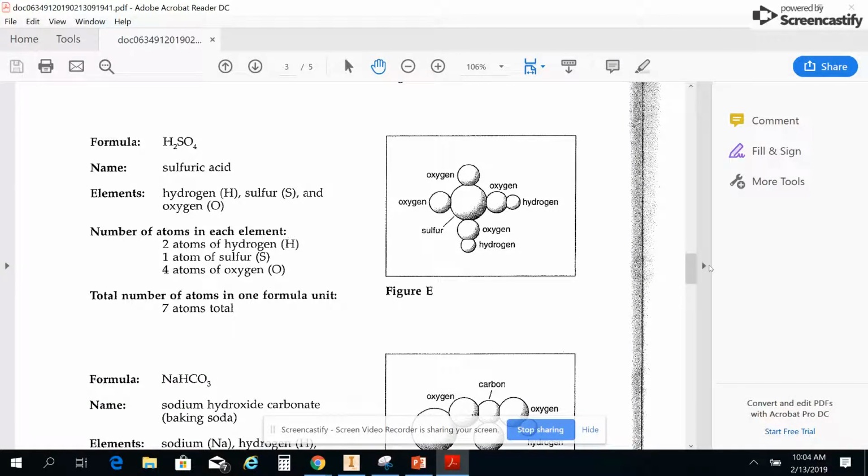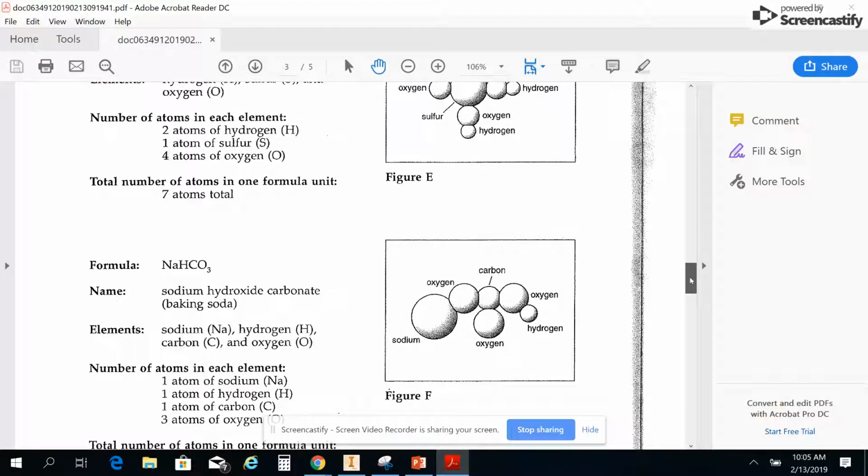Formula, H2SO4, name, sulfuric acid. Elements, hydrogen, sulfur, and oxygen. Number of atoms in each element, 2 atoms of hydrogen, 1 atom of sulfur, 4 atoms of oxygen. Total number of atoms in one formula unit, 7 atoms total.